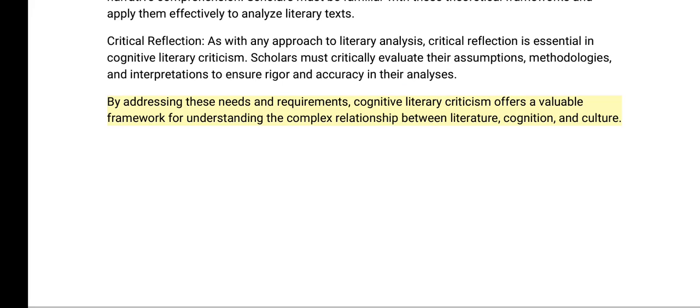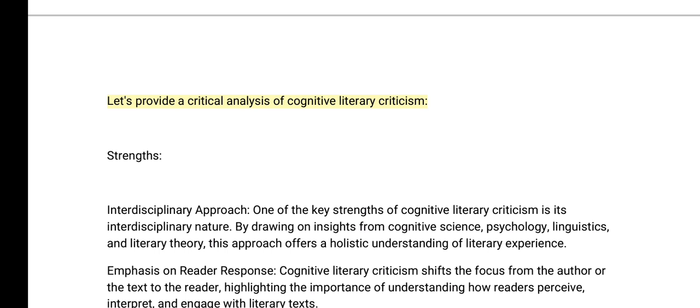By addressing these needs and requirements, cognitive literary criticism offers a valuable framework for understanding the complex relationship between literature, cognition, and culture. Let's provide a critical analysis of cognitive literary criticism.